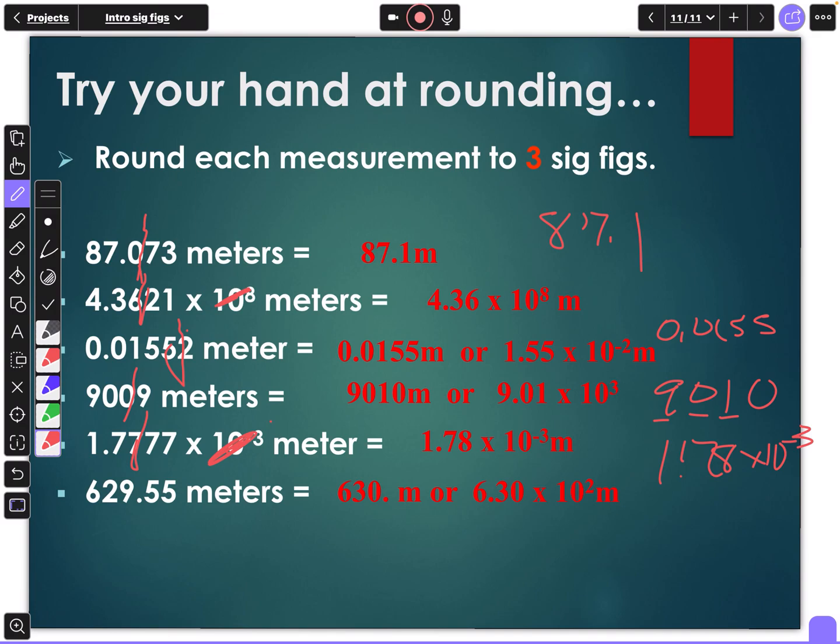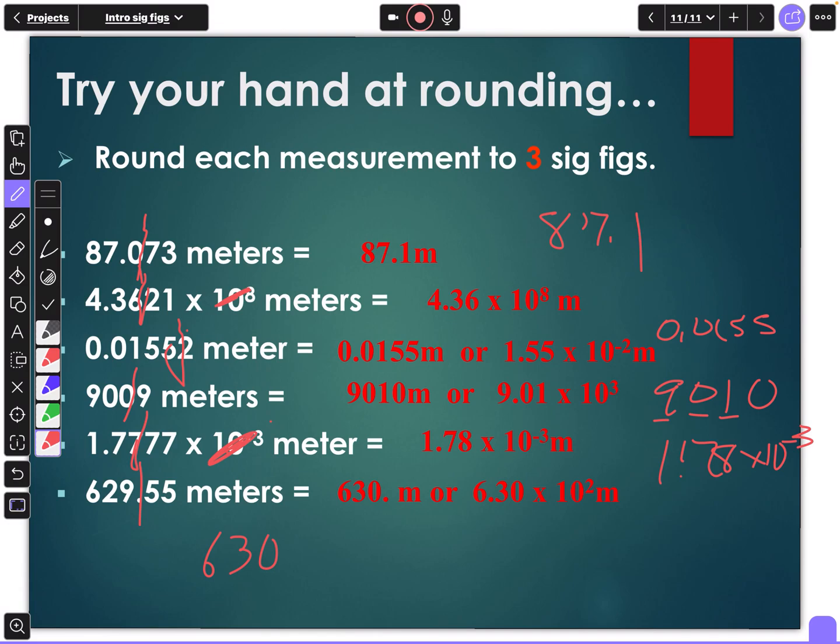And then last, 629.55. To make it have 3 significant figures, I need to cut it off right here. The only problem is that that 5 is going to make the 9 round up, and that's going to make it round up to 630. But I have a problem because that 0 there is not significant. That's only 2 significant figures.